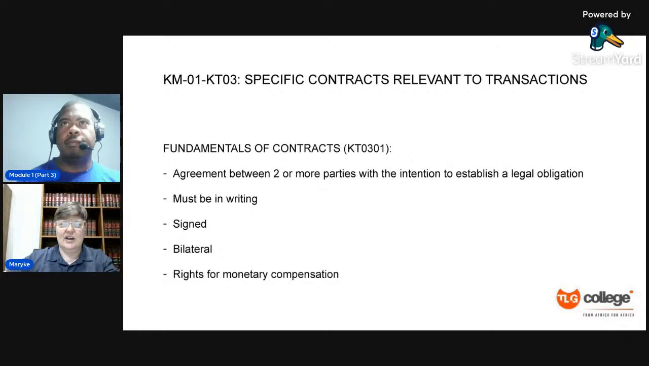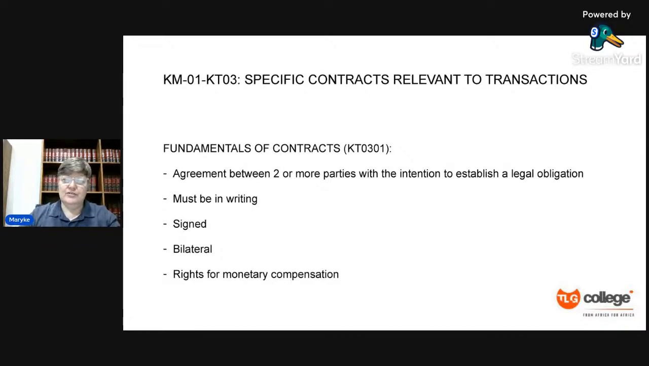Yes, let's get going. This will be our final installment for Module 1, Part 3. Today we're going to start with the fundamentals of contracts. What are the necessities for a contract to be binding and for it to go forth into a transaction and essentially into a registration of transfer in the real estate sector?